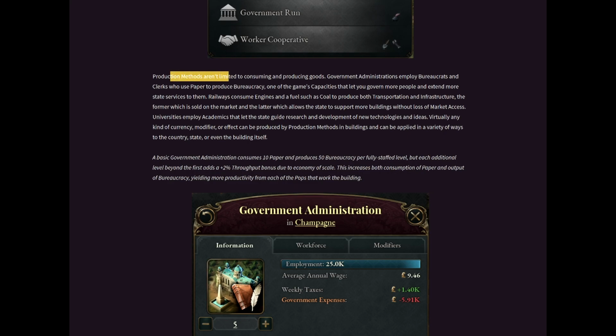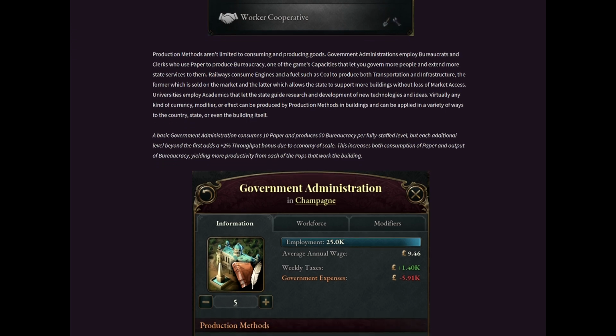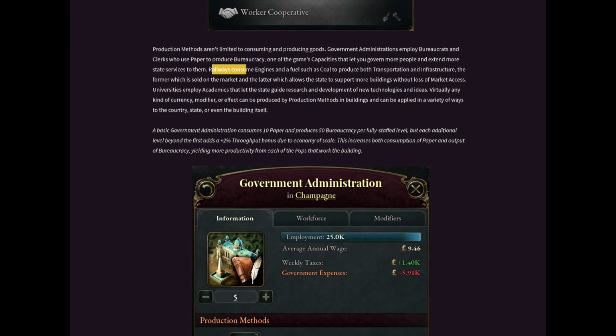Production methods aren't limited to consuming and producing goods. The government administrations employ bureaucrats and clerks who use paper to produce bureaucracy, one of the game's capacities that let you govern more people and extend more state services to them. Railways, for example, consume engines, so you need to produce engines, and a fuel such as coal, so you need to produce coal to produce both transportation and infrastructure constantly. It is not a fixed modifier, it is something that you need to provide constantly.